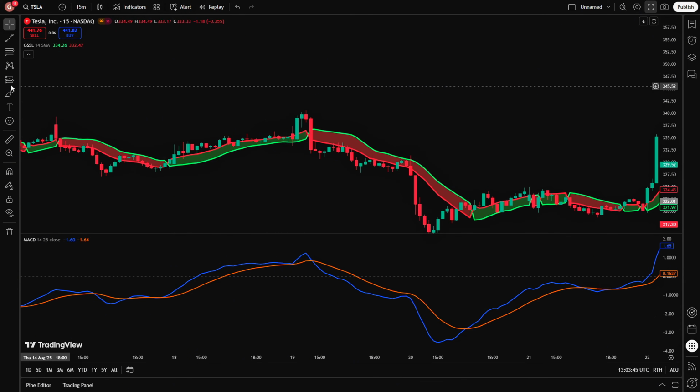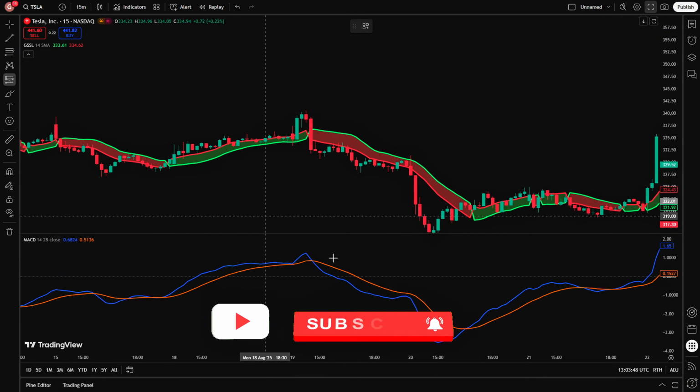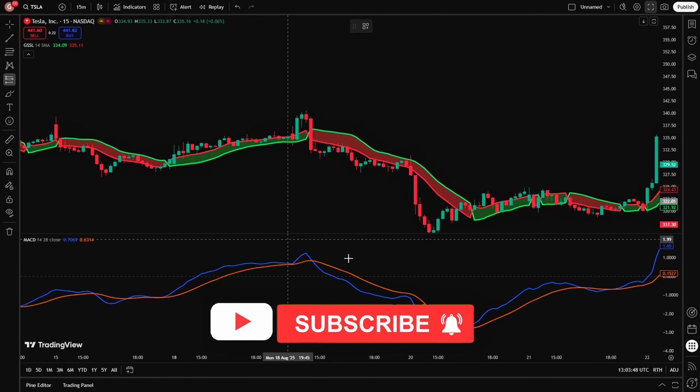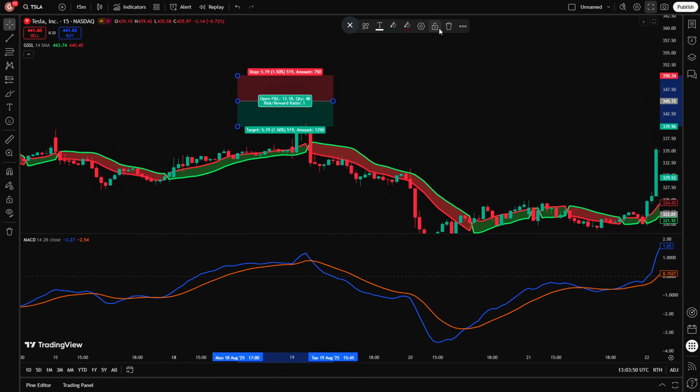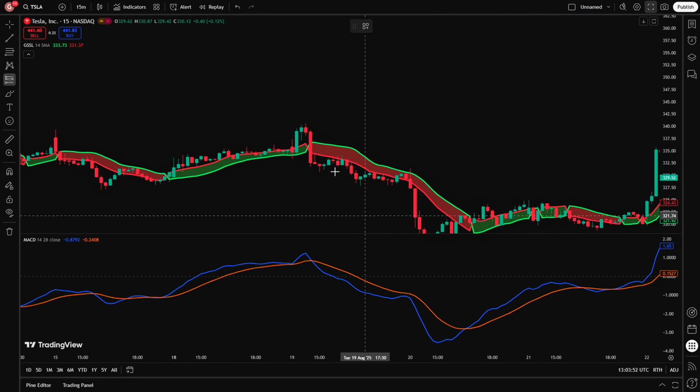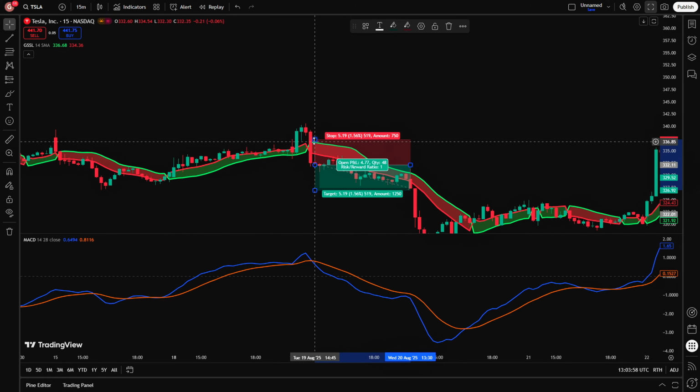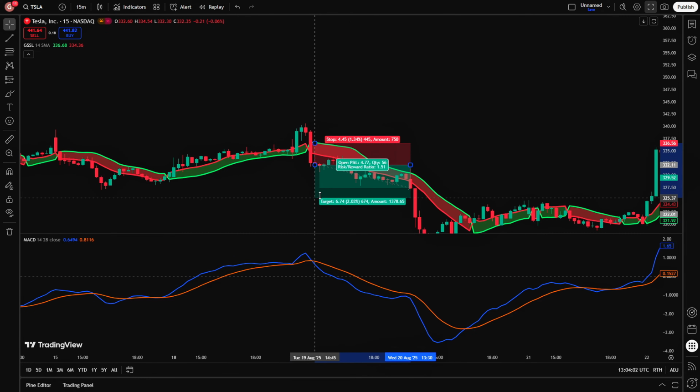Sell setup. For a sell trade, the rules are simply mirrored. Generalized SSL. The two MA lines must cross downward. Price action. Price must be trading below both MA lines, showing the trend is weak. MACD confirmation. The MACD line must cross below the signal line, confirming bearish momentum. Final check. A bearish candle, red close, should form, showing sellers are in control.